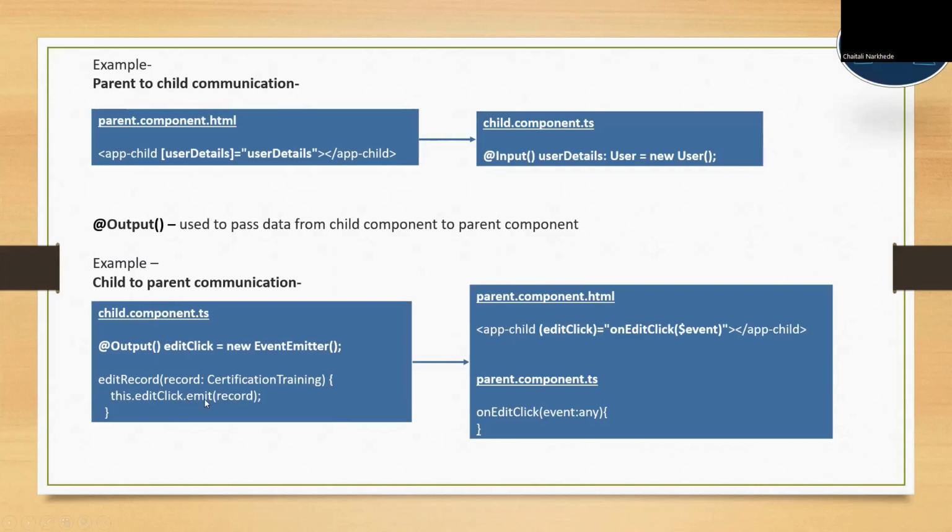to the parent component. And in the parent component.html, we have defined the selector for the child component in which you have to get that event, like editClick equal to onEditClick event, and this onEditClick method should be defined in your parent component.ts file, so that you will get the data from the child component.